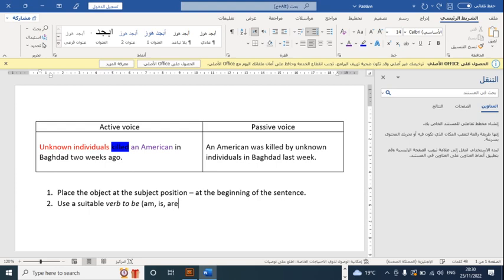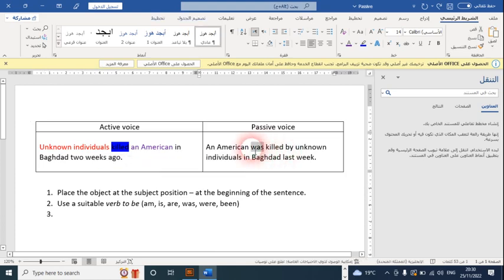Is, are, was, were, been. Here, "killed": when we use the verb to be, it should be followed by either a verb with -ing or the past participle. This "killed" is the past participle of kill, not the simple past.